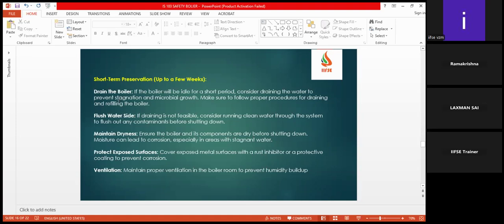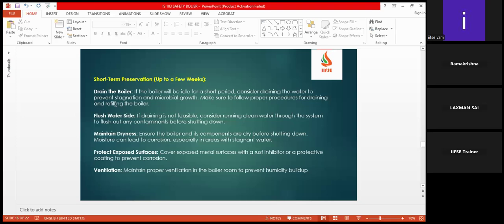We can use it for a later point of time. Okay, so now we understand the procedure for short-term preservation. It is more or less similar when comparing long-term and short-term. We'll see in detail. One is drain the boiler. That is the first step in the preservation procedure.